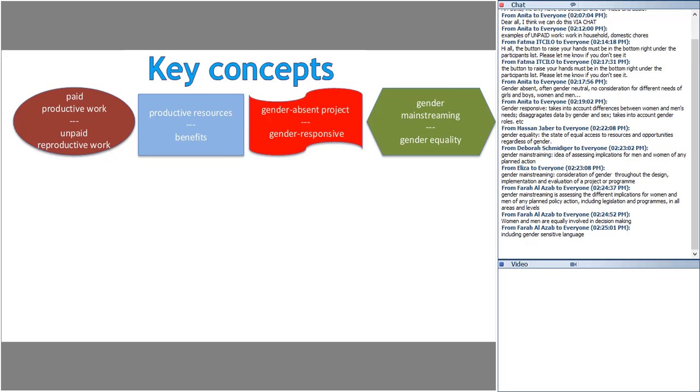Yes, so obviously this group has a very high level of understanding of these terms, and I thank you very much. Those are all exactly important points to make, and I especially appreciate the one about decision making, because it's one of the easiest ways that you can mainstream gender into your project.